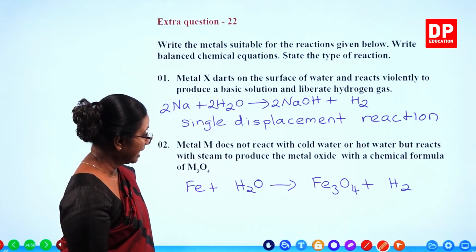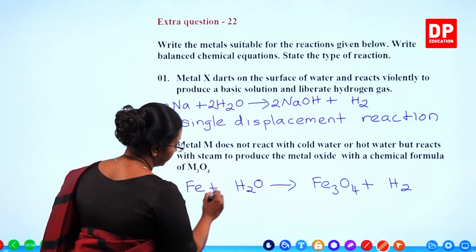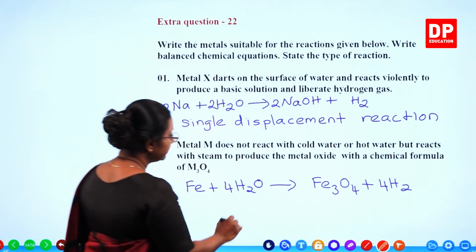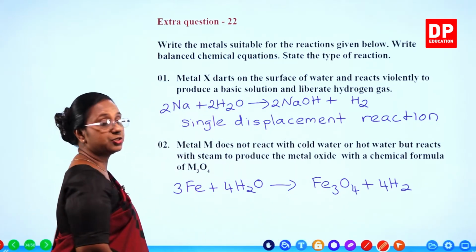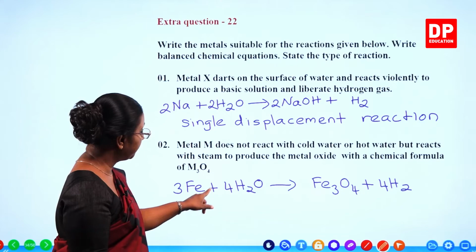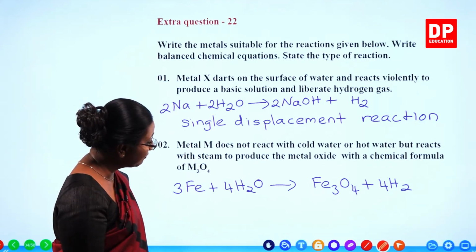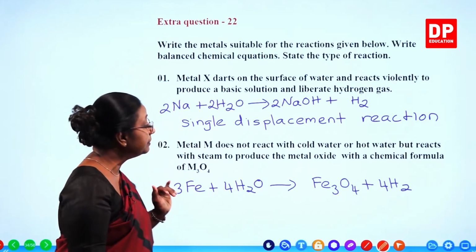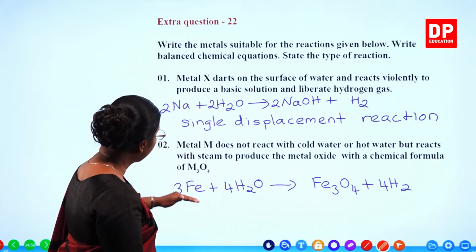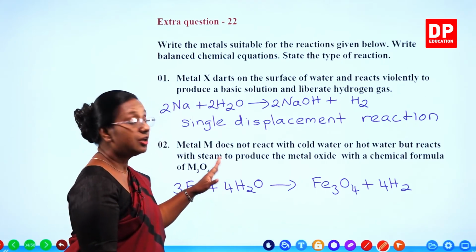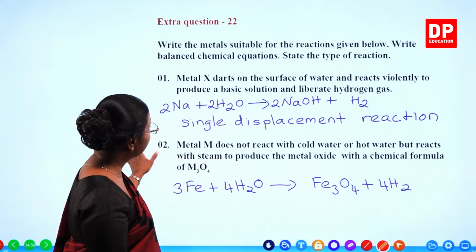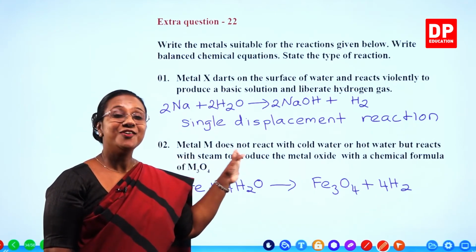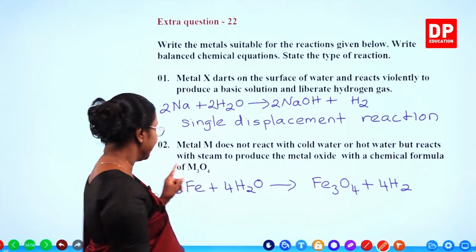So if you are to balance this, now you need 4 oxygen. So 4 here, 4 hydrogen, and to balance iron it has to be 3. So 3 Fe plus 4 H2O gives rise to Fe3O4 plus 4 H2. So those are the balanced equations. We have identified the metals. I am sure you all also identified them and wrote the correct balanced chemical equations. With that, we'll move on to the next slide.